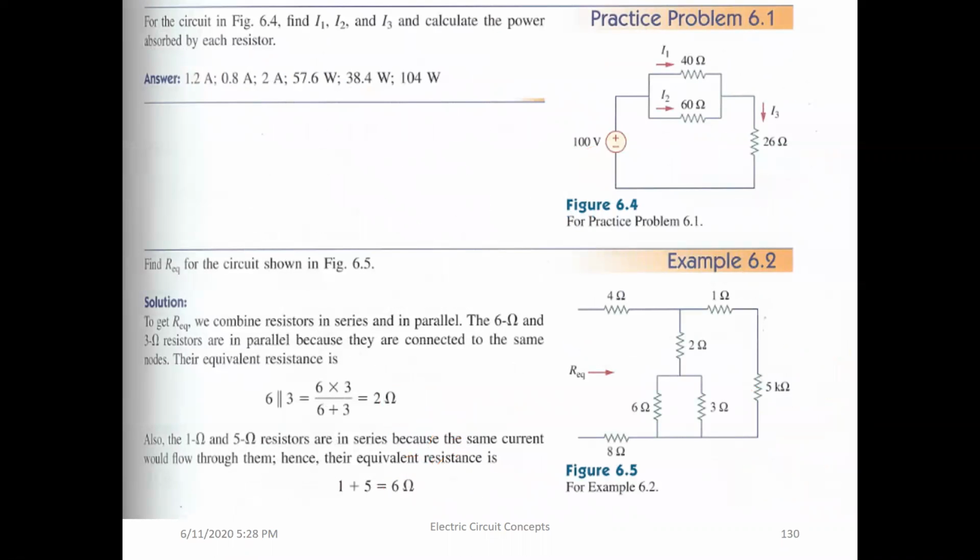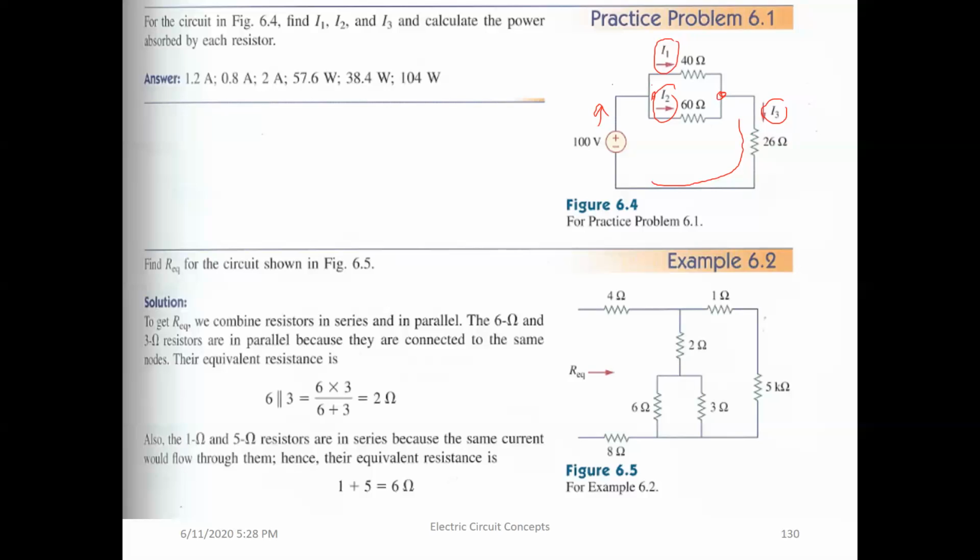Okay, let me look at this practice problem 6.1. For this circuit, find I1 and I2. Now, if I look at this circuit and calculate the power absorbed by each resistance, to find I1 and I2, I need to find I3, because I3 is going to loop around and come down here. It's going to enter this node here. So we have a node here and a node here.